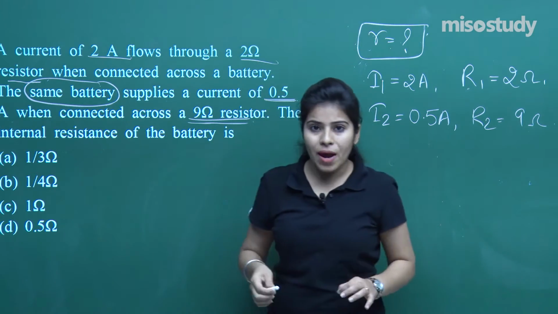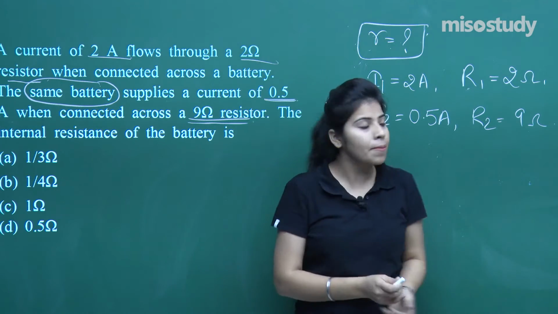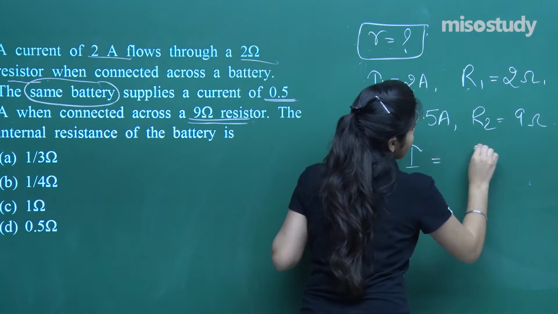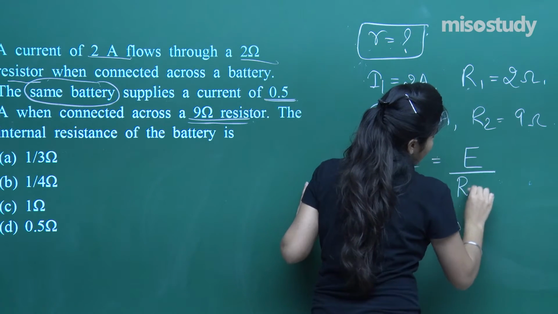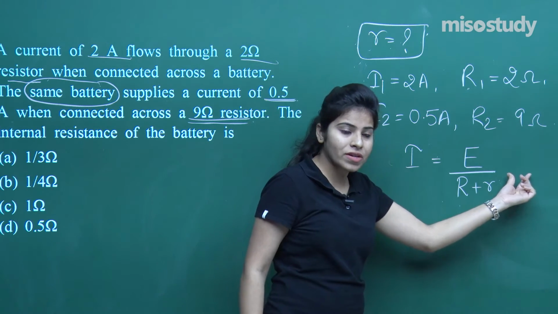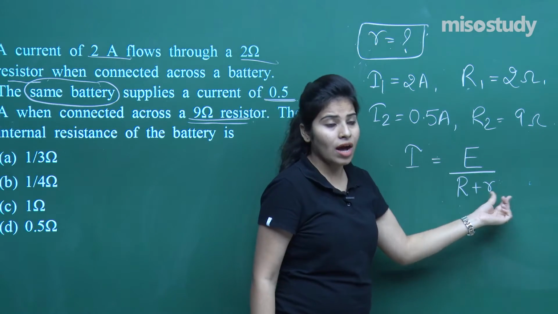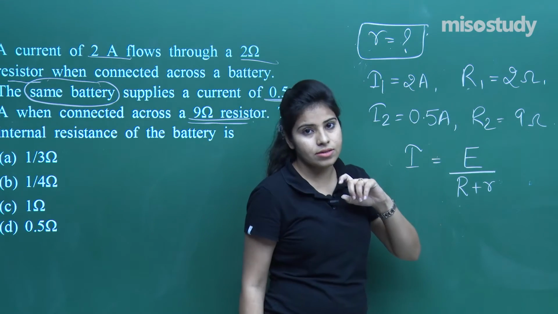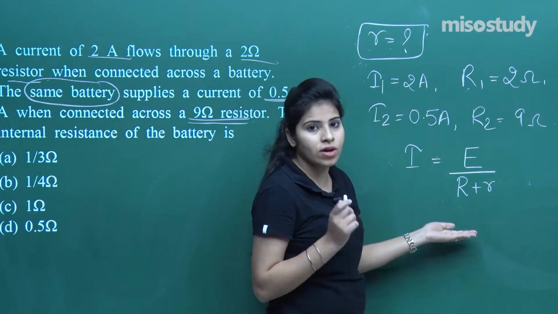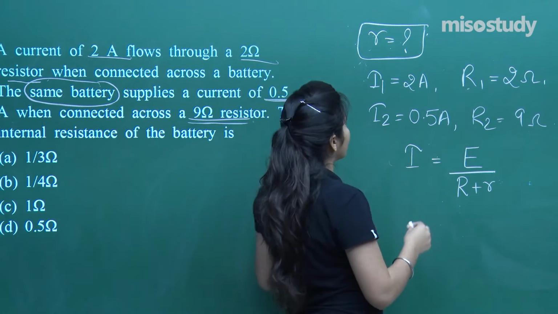So if it is the same battery, that means the EMF of the battery should be the same. The formula that we have is I equals E upon R plus small r, where E is the EMF of your battery, R is the resistor, and small r is the internal resistance. We will put in the values one by one and get the value of r. Let us see how we put the values.